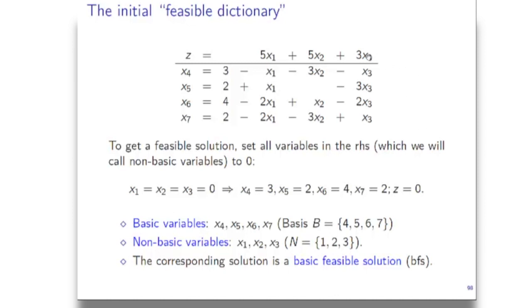But let's say I could increase it by 0.5, by 1/2. If I increased x3 by 1/2, then I would have 3/2 in the objective, which is better than 0 again. Then x4 would be 3 minus 1/2, so it would be 2.5. Then x5 would be 2 minus 3 halves, which would give me 1 half, which is greater than 0, so it's good. x6 would be 4 minus 2 times 0.5, so it would give me 3. Finally, x7 would be 2 plus 1 half, which is 2.5.